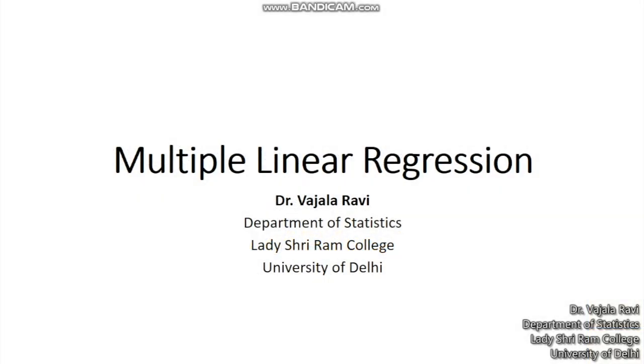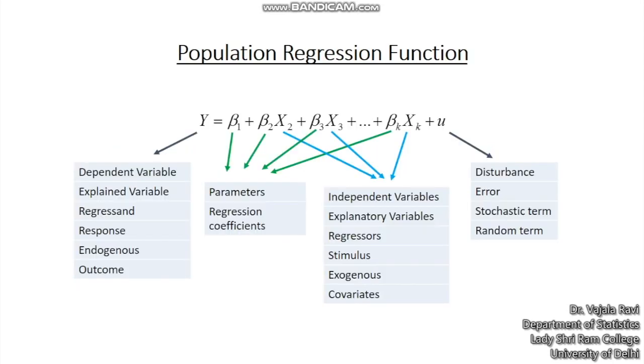Okay, so from the simple linear regression, we now move on to the multiple linear regression. As the name itself indicates, now a group of variables are trying to explain variation in y. Earlier it was only a single variable, now we have a group of variables. So the population regression function is slightly different from that of earlier. We again have the intercept parameter and we have multiple slope parameters. Earlier we had only one slope parameter, now we have multiple slope parameters.